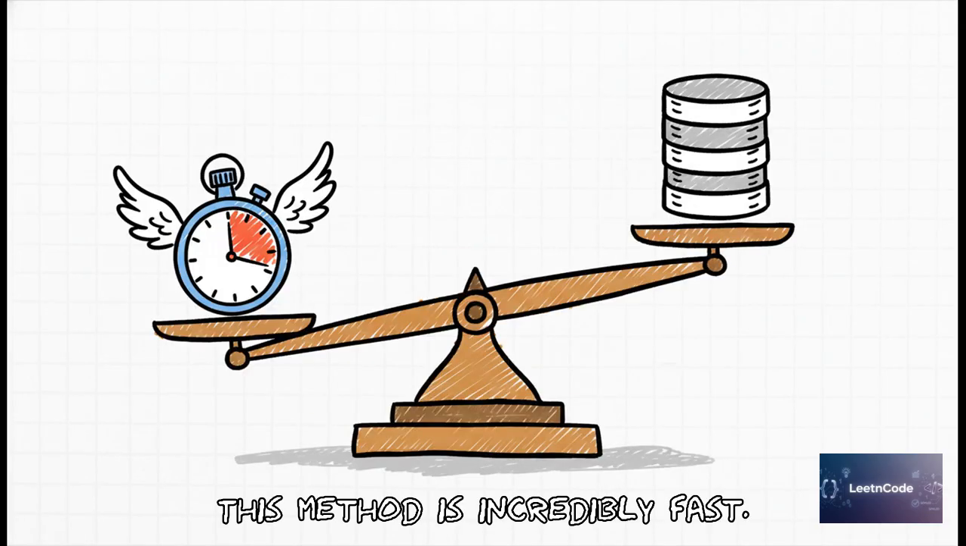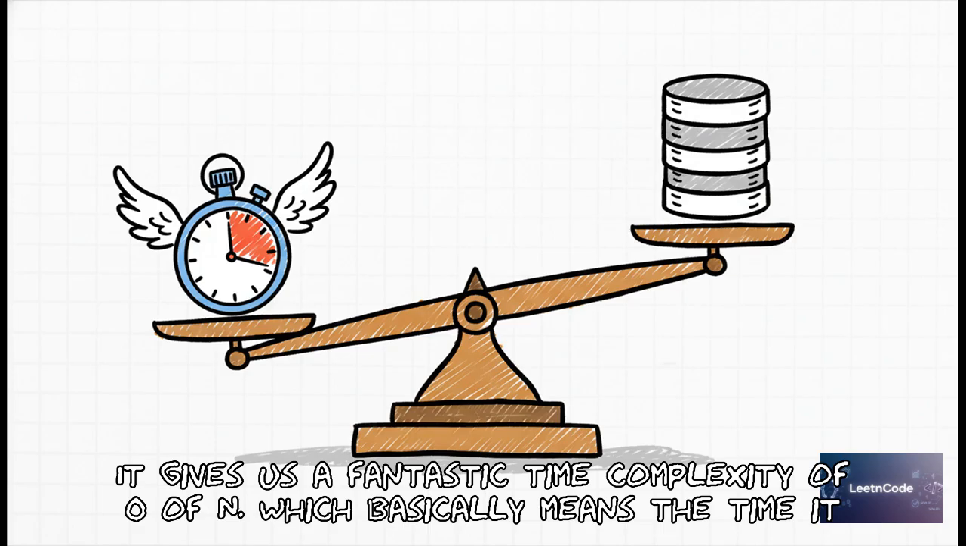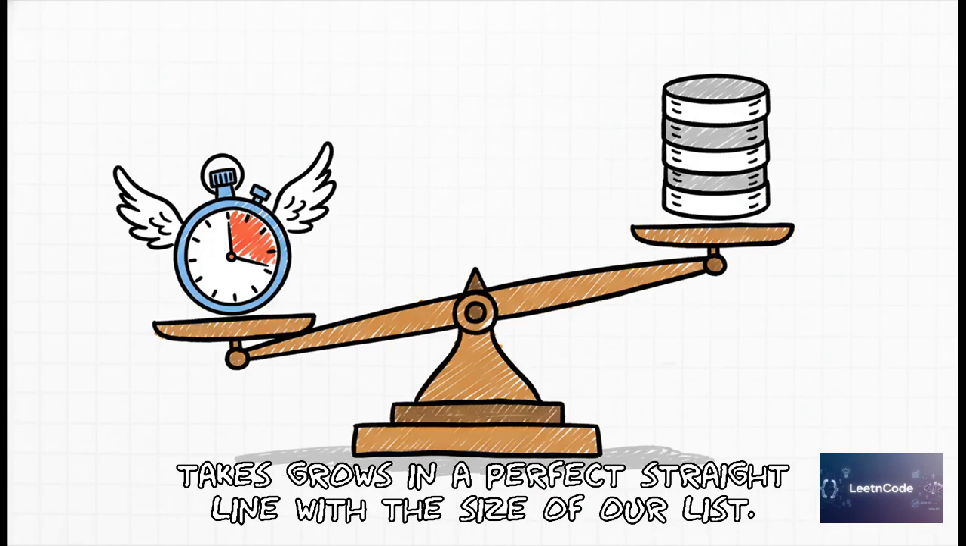This method is incredibly fast. It gives us a fantastic time complexity of O of n, which basically means the time it takes grows in a perfect straight line with the size of our list.